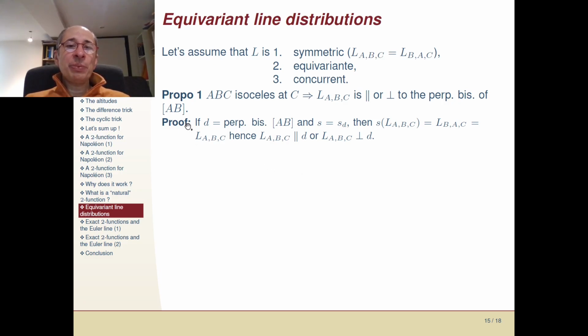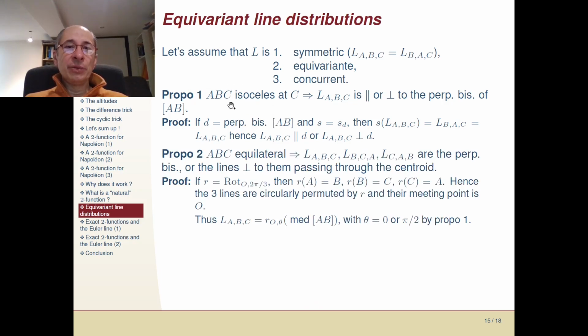And the first proposition we can prove is that if ABC is an isosceles triangle at C, then L(ABC) is either parallel or perpendicular to the perpendicular bisector of AB. The proof is quite simple. I leave it to you. If you want the proof, you just read it here. But if you don't want to spoil your fun, then don't read that and try to do it yourself.